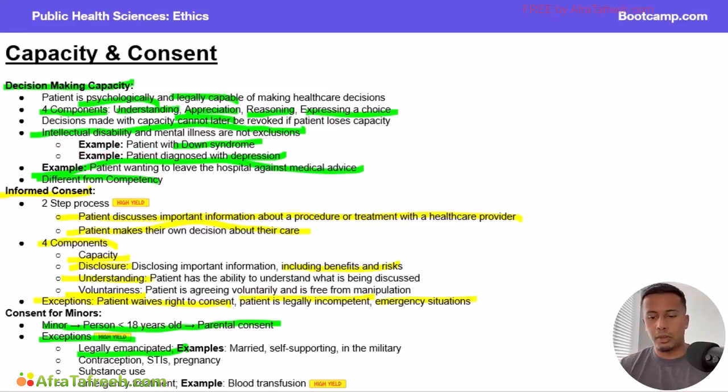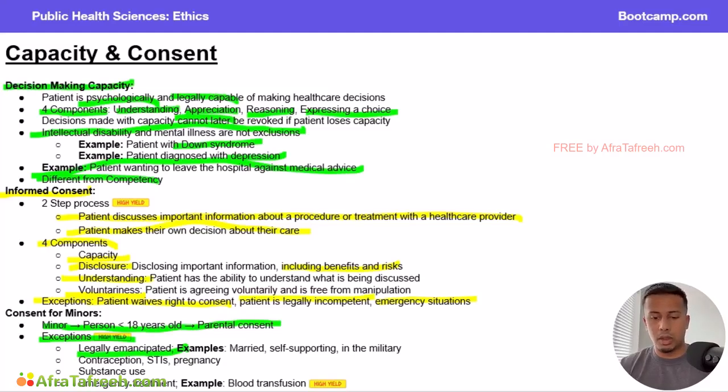For example, I've had patients come into the ER, they're 17 years old, they're either married or they're living on their own in their own house away from their parents. Even though they're less than 18 years old, they are legally emancipated, so I don't need to involve their parents to get consent for procedures or anything like that.